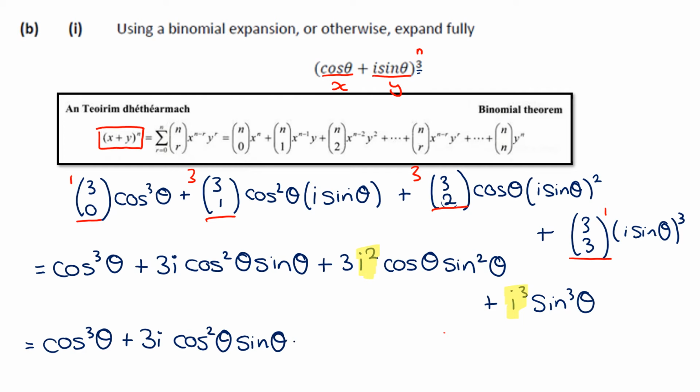I squared goes to -1, so that gives me a -3 cos theta sine squared theta. And i cubed is like an i squared by an i, so we get -i sine cubed theta. So if you really don't like binomial expansion, you can of course work it out the other way, but you should end up with the same answer. Obviously, working out the long way, it's more prone to error, so just be careful.